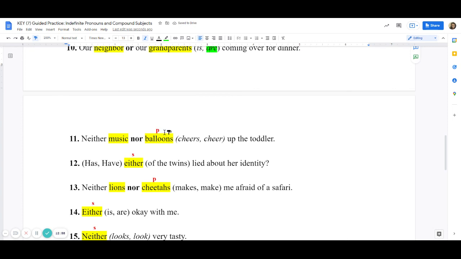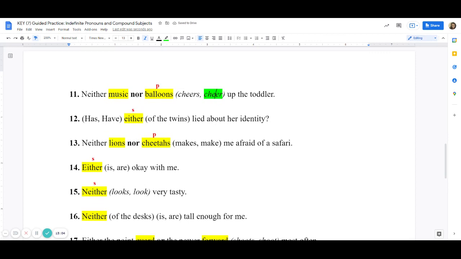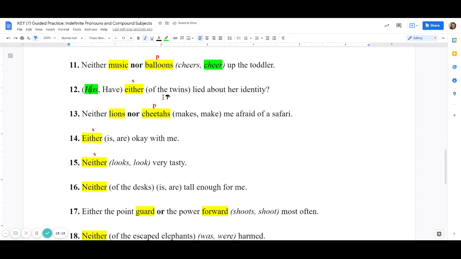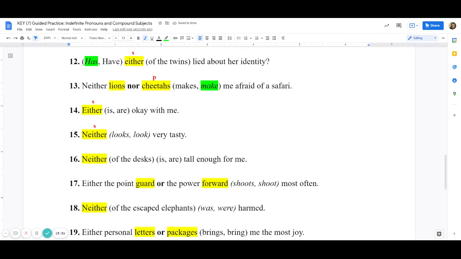11, P for plural, not an S, choose the one that does not end in S. Cheer. Number 12, S for singular, choose the one that ends with S. Has. 13, P for plural, which is not an S, so I choose the one that does not end in S. Make. 14 and 15 are both labeled S for singular, so I choose the verb that ends with S.